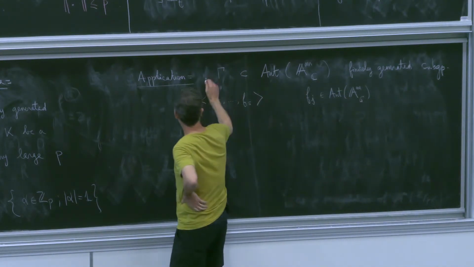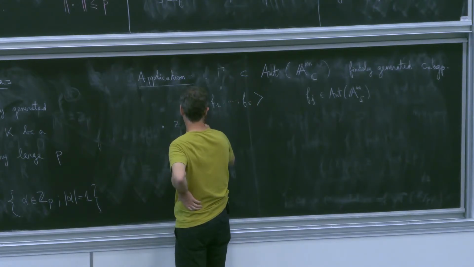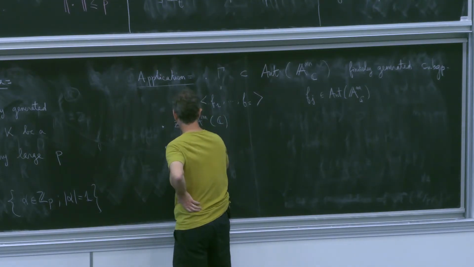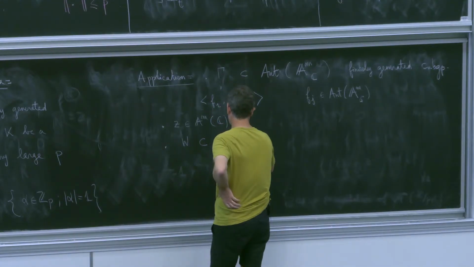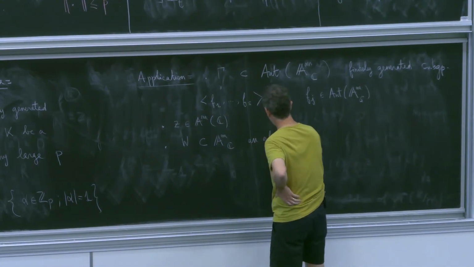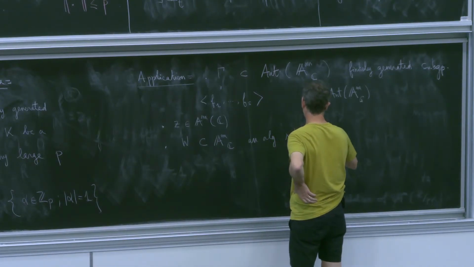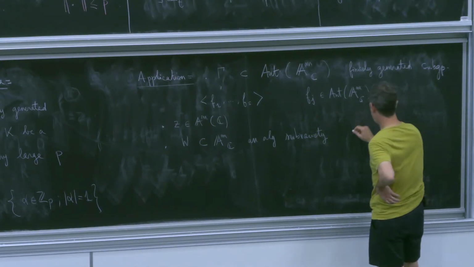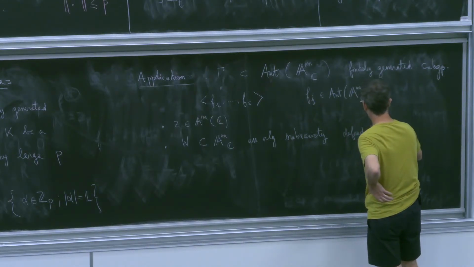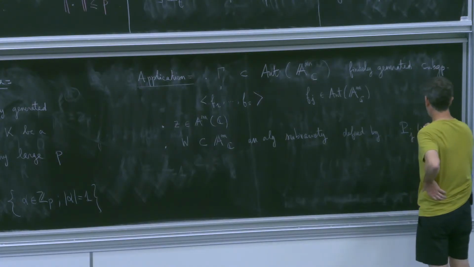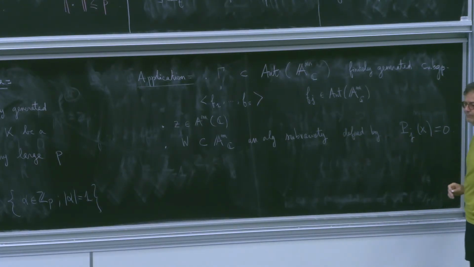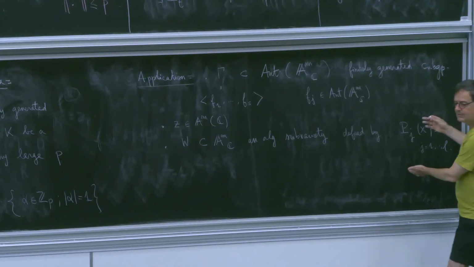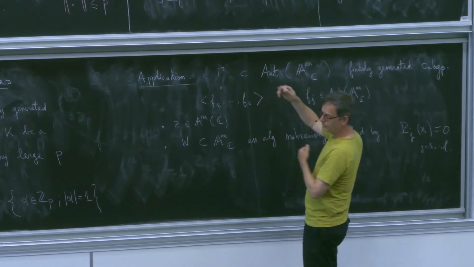Then to this, I add a point Z with complex coordinates, and I add W, an algebraic subvariety, defined by some ideal, and I take generators for it, so defined by some polynomial functions equal to 0, a finite number of them. So that's my initial data. This is what appears when you want to understand this first statement.